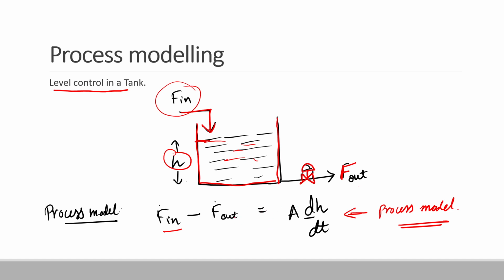Here we can see that this is a first order derivative, so such a model is known as a first order model. If we take the Laplace transform of this equation, we get the same process model in the s domain. In the time domain all the parameters are functions of time, and in the s domain all the parameters are functions of s. Using the Laplace transform of this equation, we get the transfer function model that can be used for further studies.